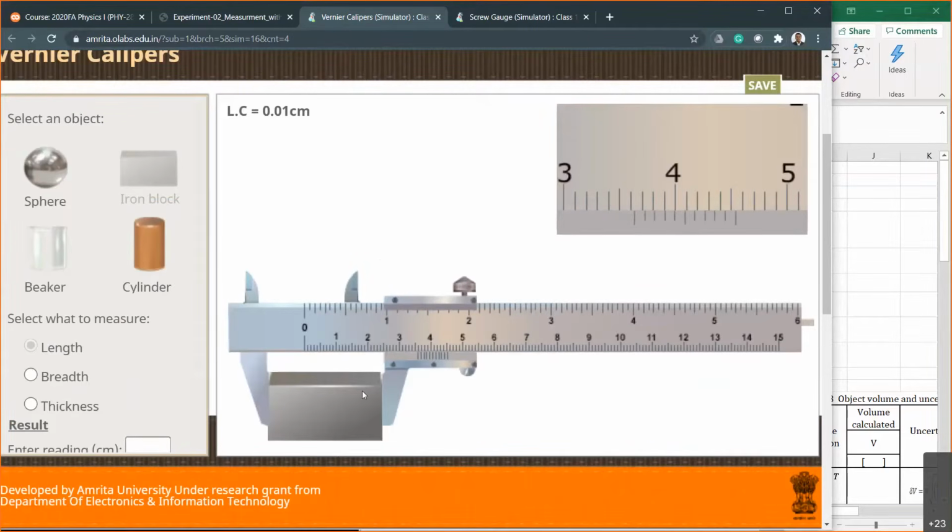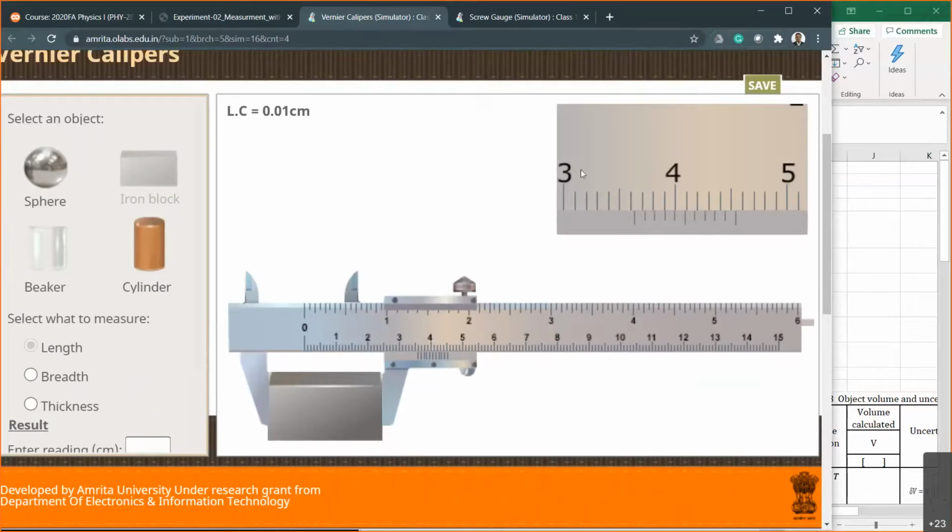So we close it whenever it touches the object. Then we start reading right here, wherever the Vernier scale is starting. This is our starting point. So how are we going to read this? We have two different scales. One is the main scale right here. These numbers represent centimeters, which means each small line represents a millimeter. And then you have the scale which we call the Vernier scale. You have two scales, and you have to read both.